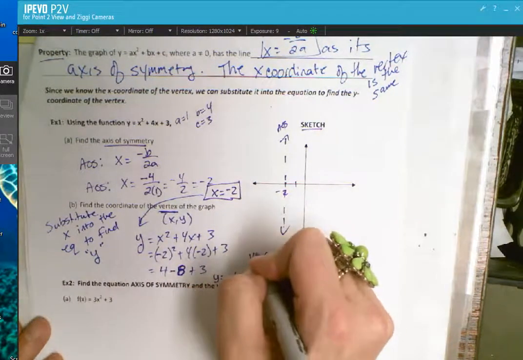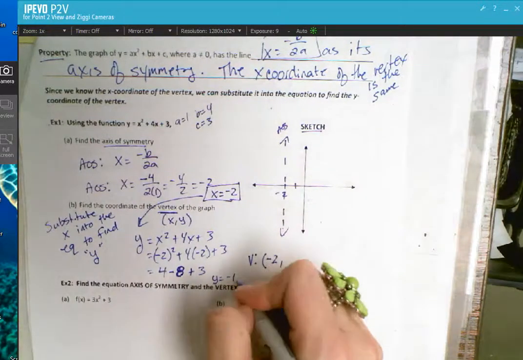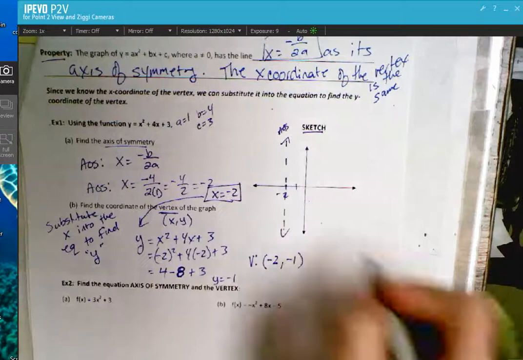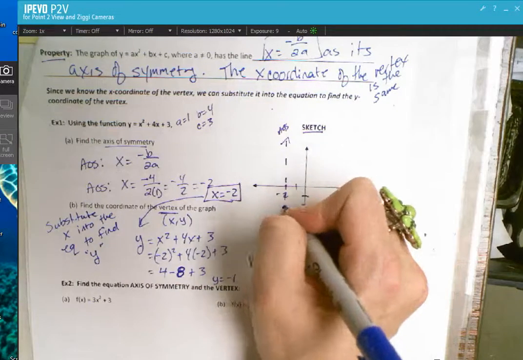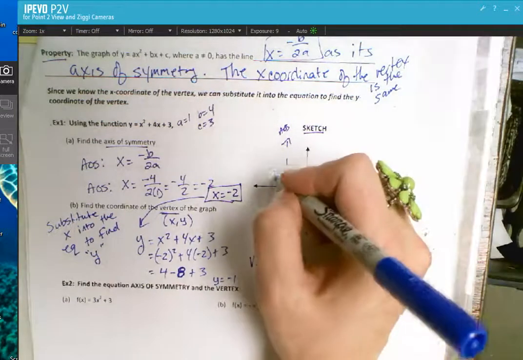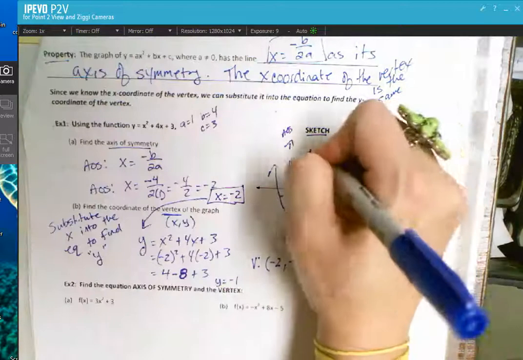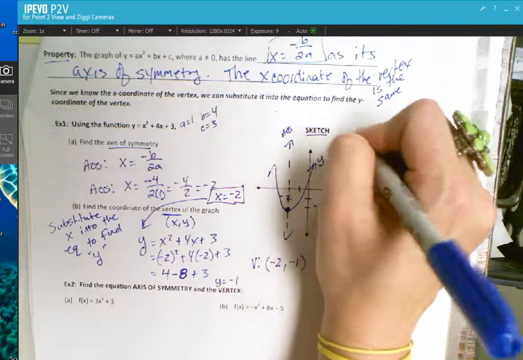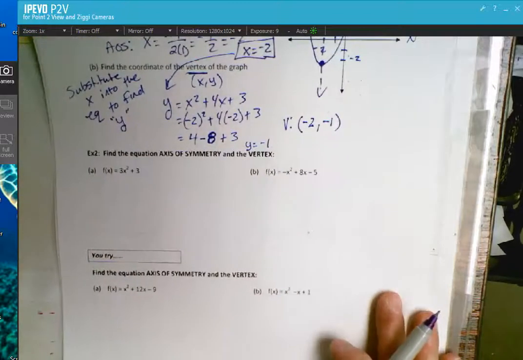I finish my vertex as a point. I should have the vertex at x, which is negative 2, y, negative 1. So I go to negative 2, 1, 2, there's negative 2 right there, and negative 1, and I have my parabola, y equals x squared plus 4x plus 3. Okay, so that's what we're going to work on most of the rest of it, and we're going to take a look at some of the application problems as well.